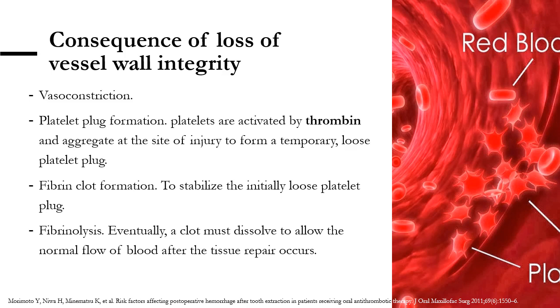This plug is made up of only platelets and is called a white thrombus, whereas one which is made up of red blood cells is termed a red thrombus. And fibrinolysis eventually occurs. A clot must dissolve to allow the normal flow of blood after the tissue repair occurs, and this occurs through the action of plasmin.